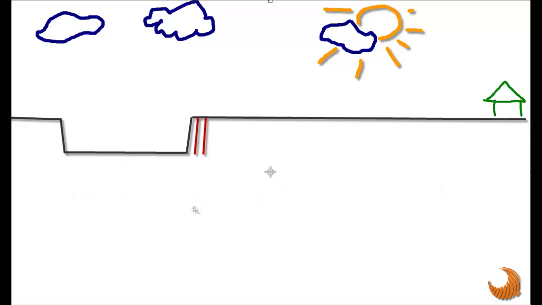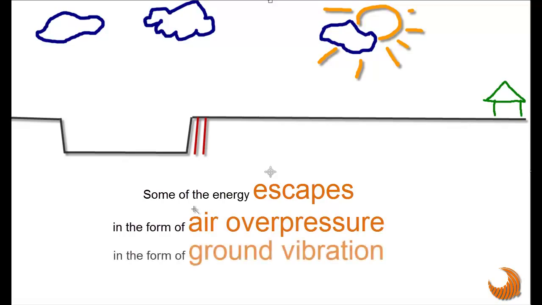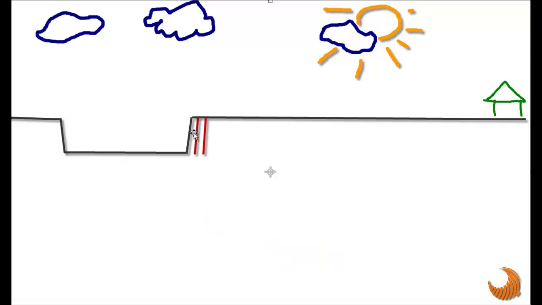However, some of the energy is always going to escape, and it's going to escape in one of two ways. One is going to come in the form of air overpressure, or what we would typically call noise. The other one is through ground vibration. So when these two explosive columns are detonated, we're going to see the release of energy. Most of the energy is in the form of rock that gathers right in this area. Some of the energy escapes that blast in the form of ground vibration.